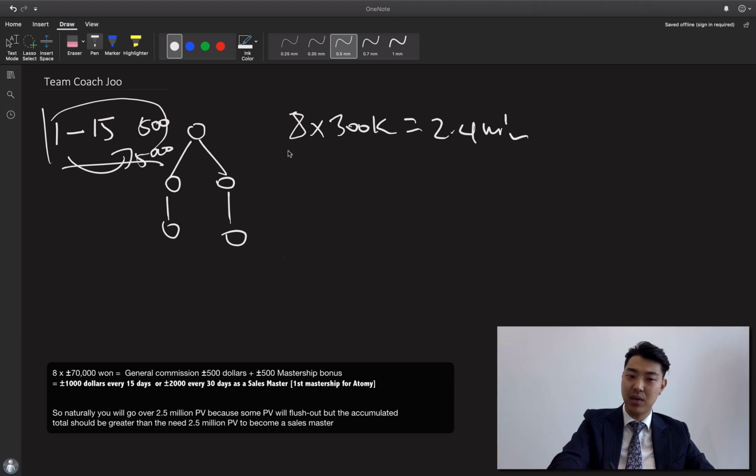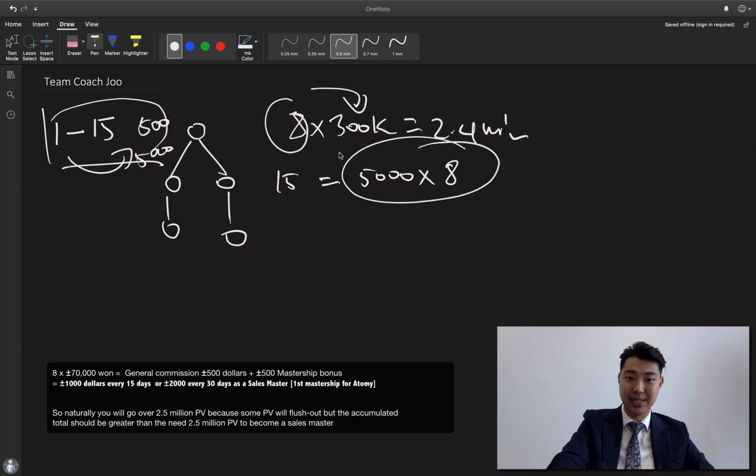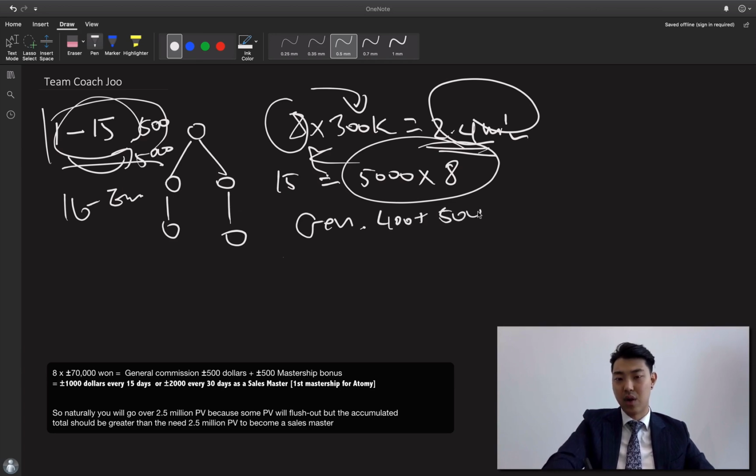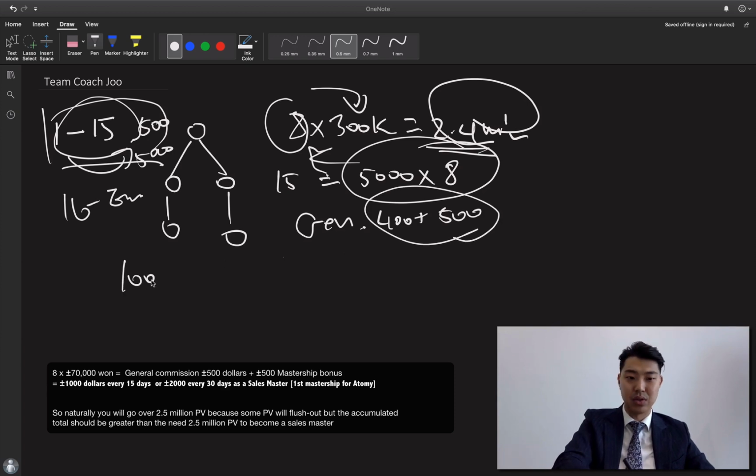And this 2 million PV, how do you do the math? Every time you get 300K, you get 15 points, right? So 15 points, you get how much? Give or take 4,500 rupees to 5,000 rupees, right? Which is around 65 to $70, let's say. And then you multiply that by 8. So that's how many times you get it. So it'll be about $600. Okay, $500 to $600 that you'll get for the general commission. On top of that, if your 2.5 million PV has accumulated during the 1st to the 15th or the 16th to the end of the month, then you get an extra mastership bonus, which is around $400 to $500. So that's why we're saying that this is about $1,000.